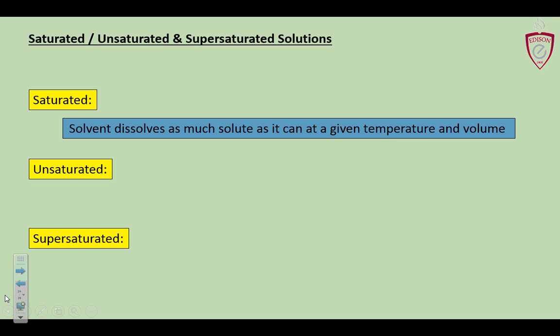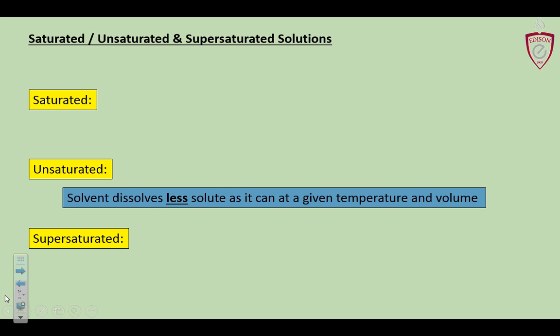Right, like a sponge that can't hold any more water. Exactly, but this is a liquid that can't hold any more solid. Correct. Yeah, the analogy works. So unsaturated then is if I stop adding solute before I get to that point where I'm saturated. The solvent dissolves less solute than it can at a given temperature and volume.